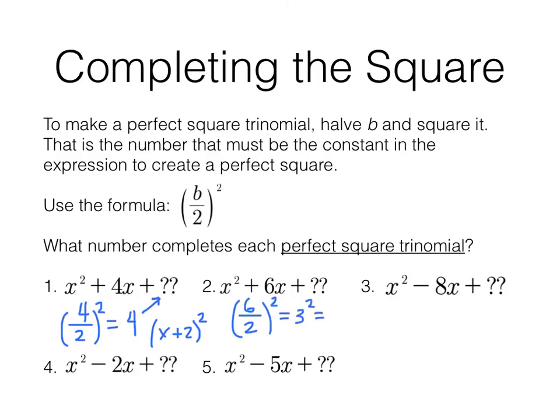What did you get? 9. 9 replaces that double question mark, which would make this expression x plus 3, the quantity squared. Okay, what about the next one? This time we have a negative.